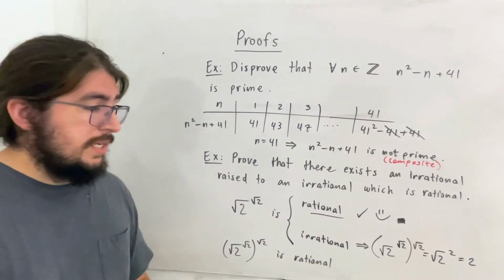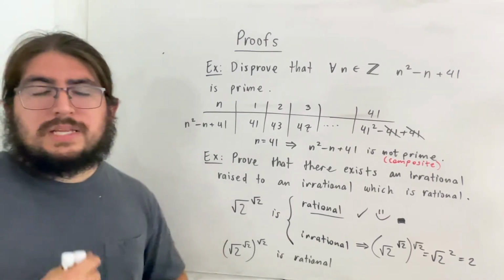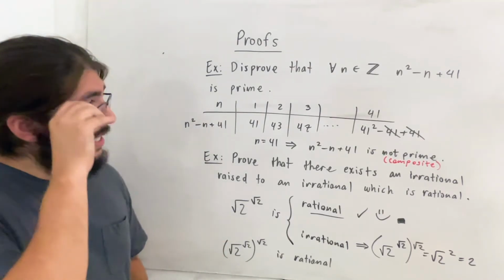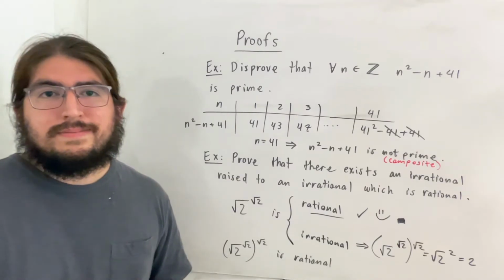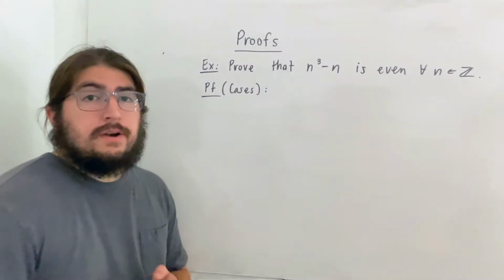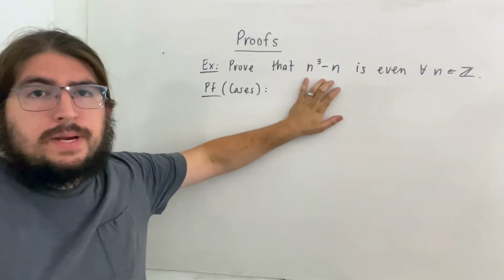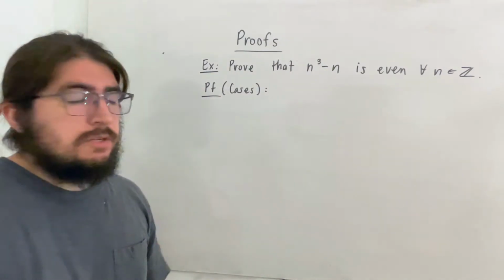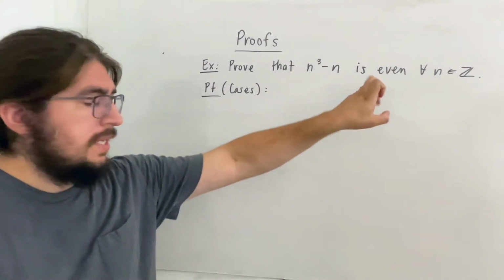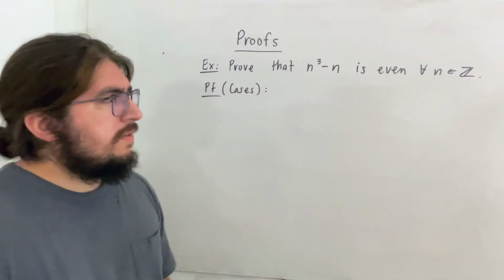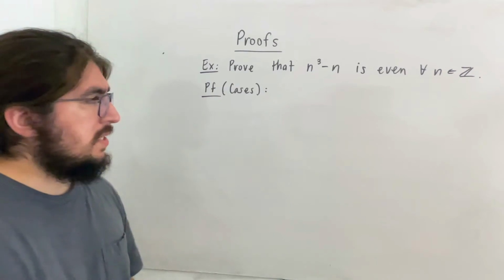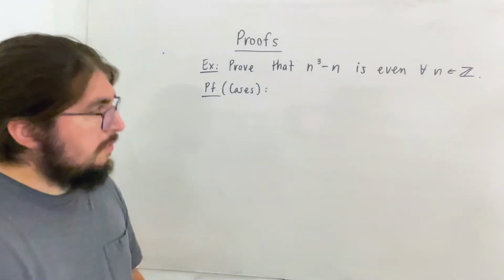Interesting. Very, very interesting. Now let's take a look at the last example I wanted to discuss, which is an example of proof by cases. Here I ask to prove that this expression n cubed minus n is even for all natural, not natural numbers n, but for all integers n. So n, for all we know, could be negative actually. I'm going to prove this by cases.